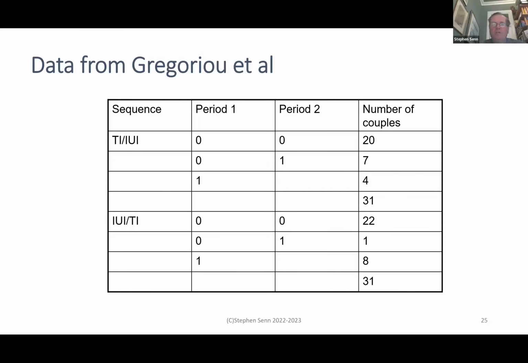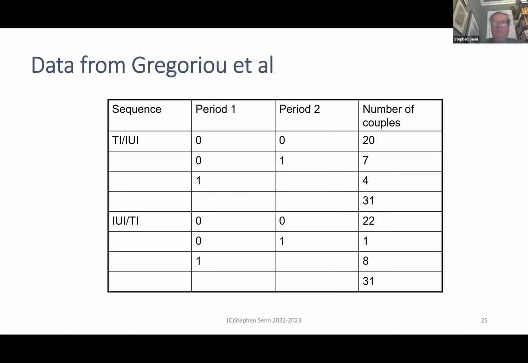So we can have a look at the results as follows. If we look at the TI/IUI sequence, then there were 20 couples who achieved conception under neither of the 2 treatments. There were 7 who did not under TI, that was timed intercourse, but who did under the artificial insemination. And there were 4 couples who achieved pregnancy, conception under the first treatment, but not the second.